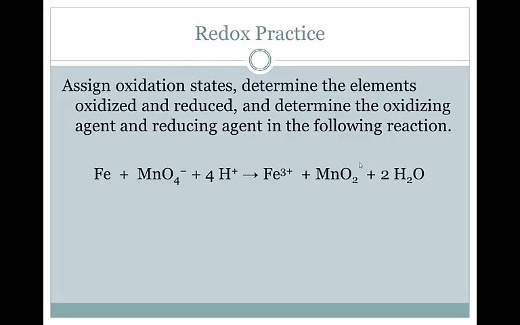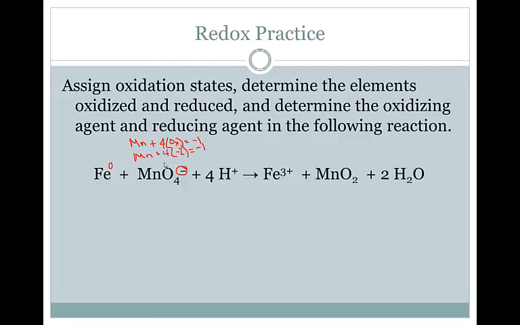So let's assign oxidation states and determine the elements oxidized and reduced. Determine the oxidizing agent and reducing agent in the following equation. So, let's go through and figure out all the oxidation states first. Iron is a zero because it's elemental. Now, we have to figure out what all these are. Mn is a transition metal, so we don't know what the charge is, plus four oxygens is going to equal a negative one. So Mn plus four oxygens, and we learned before that oxygen is typically a negative two, is a minus one. So Mn minus eight is equal to a negative one.